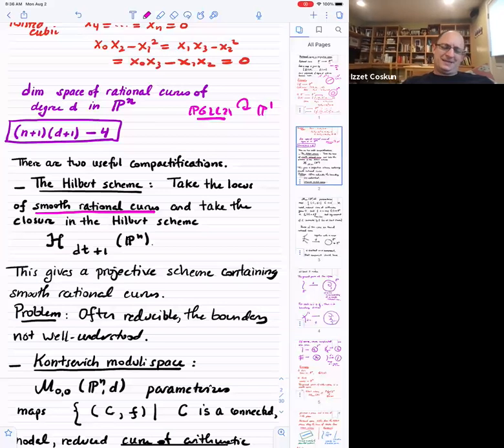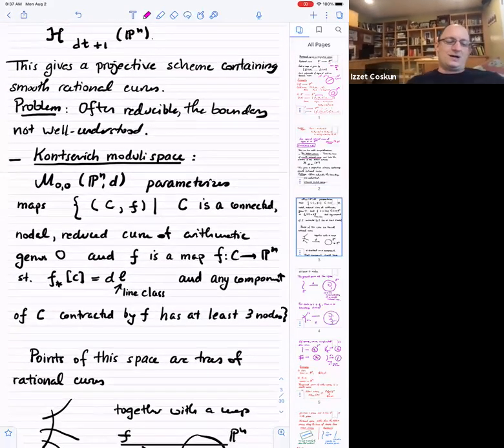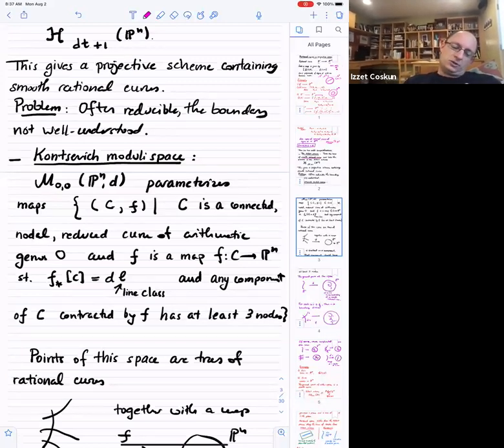But the problem is that the Hilbert scheme is often fairly complicated. The boundary is not well understood, and there may be many components, and we'll see some examples. So it's not such a convenient space to work with. There is a nicer one in this case introduced by Kontsevich, which is the following. So it's very similar to the spirit of what we talked about.